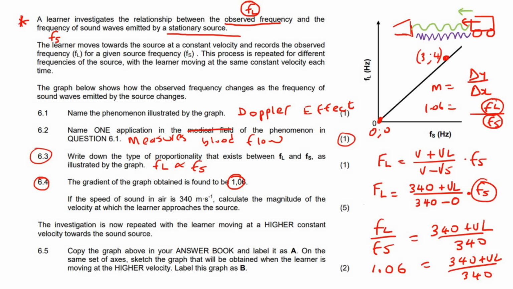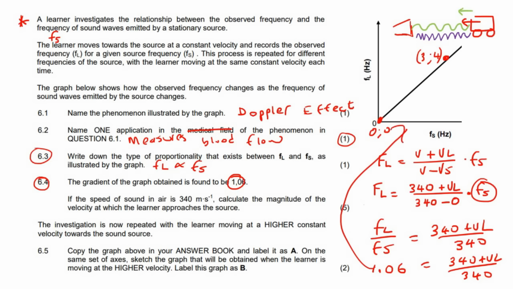Okay, so the way that we'll solve this now is you could multiply this 340 over to that side. Sorry guys, I have run out of space, so I'm just going to carry on over there. So you would end up with 1.06 multiplied by 340 equals 340 plus vL. Oh no, we don't even have anything at the bottom. There we go. Okay, so we could multiply these two together now.